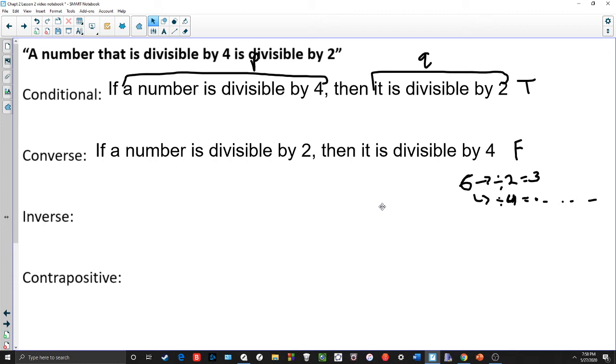Now, because of this, we also know that the inverse is going to be false too, right? Because the converse and the inverse have the same truth value. So we know the inverse is going to be false right off the bat. But let's go ahead and write it down first just to be sure.